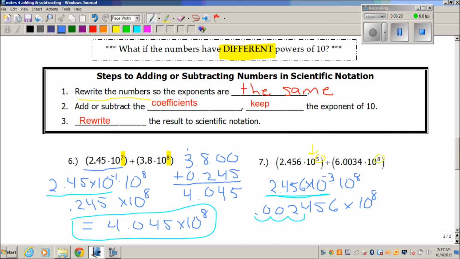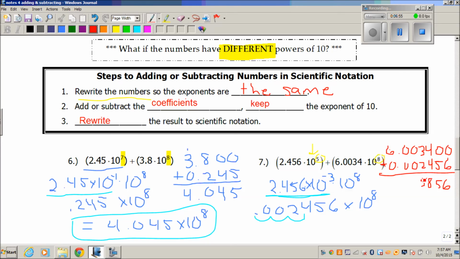Now that the powers of 10 are the same, I can add the coefficients. So here I'm going to have 6.0034 plus 0.002456, and I have to line up the decimal places. So now I add the coefficients together. I'm going to fill in my zeros for the place values, and I add them together.